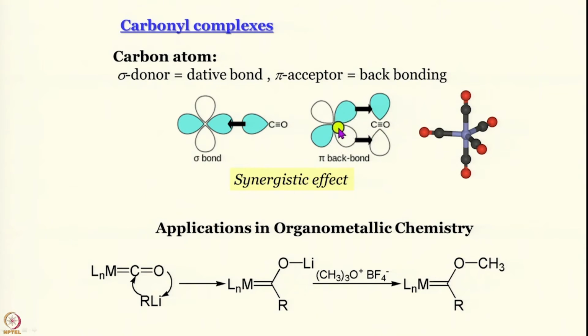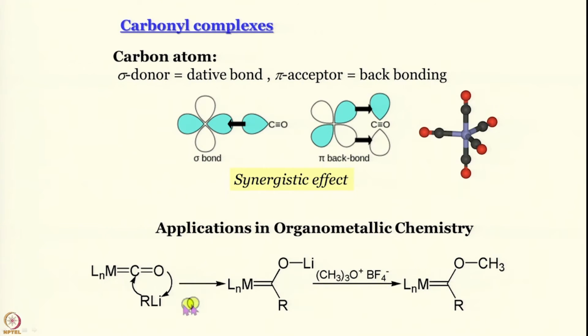This d orbital is that of the metal. From there electron density can actually come back and be accommodated in some orbital of carbon monoxide, we will see which orbital. So, back bonding is there. This is called the synergistic effect in inorganic chemistry. So, that is why carbon monoxide can form very stable, strong carbonyl complexes, and these complexes have applications in organometallic chemistry like the one that is shown here.